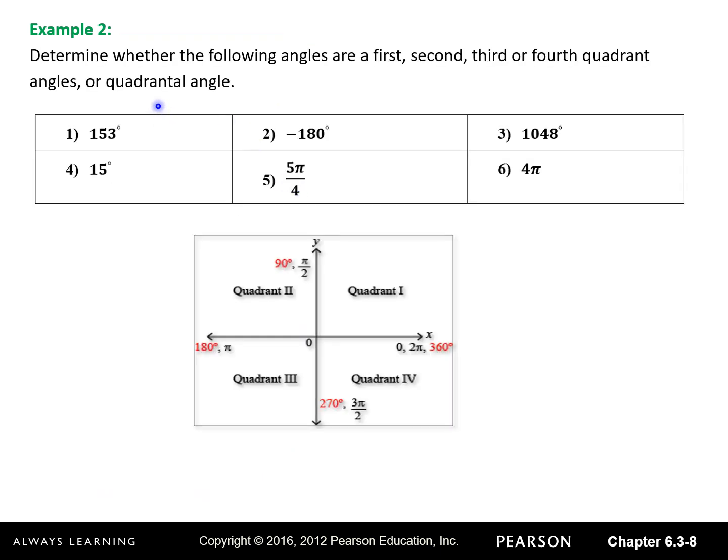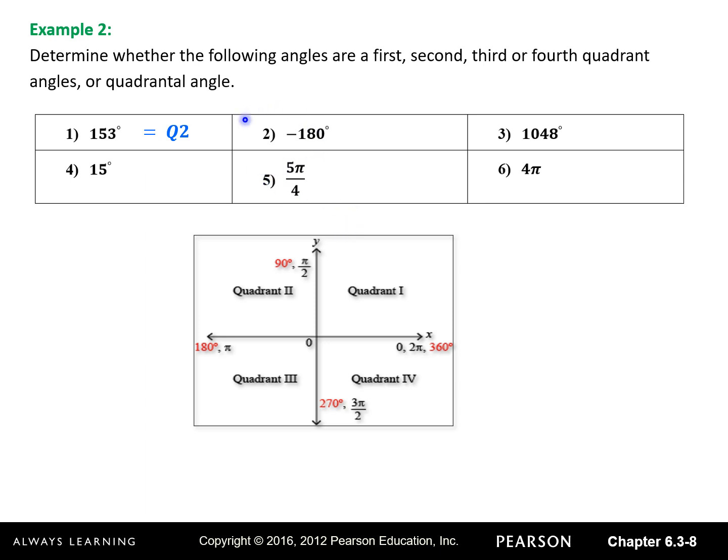For this example 2, we will determine whether the terminal side of the following angles lies in the first, second, third, fourth quadrant, or whether they are quadrantal angles. So for the first angle, it's 153 degrees. 153 degrees is more than 90 degrees, but less than 180 degrees. So we can say that the terminal side lies on the second quadrant. So that is a second quadrant angle.